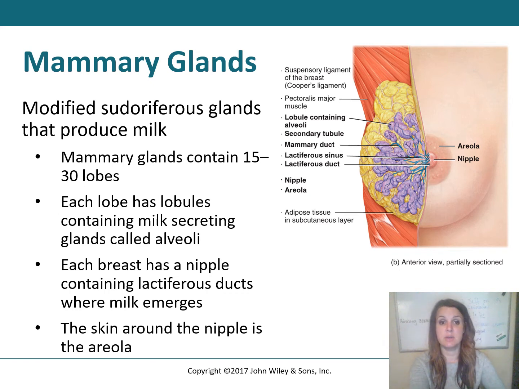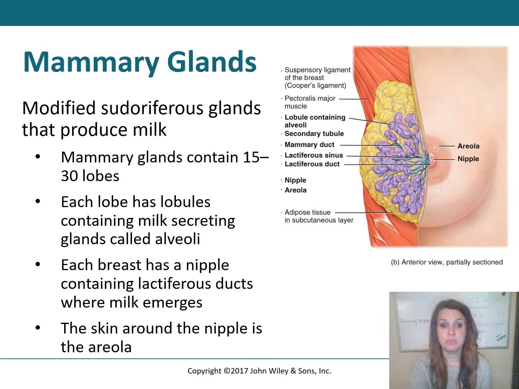But basically, they're modified sudoriferous glands that produce milk. And each mammary gland contains approximately 15 to 30 lobes. And each lobe has lobules. And within those lobules, there's milk-secreting glands that are called alveoli, different from the lung alveoli, but it's the same word.